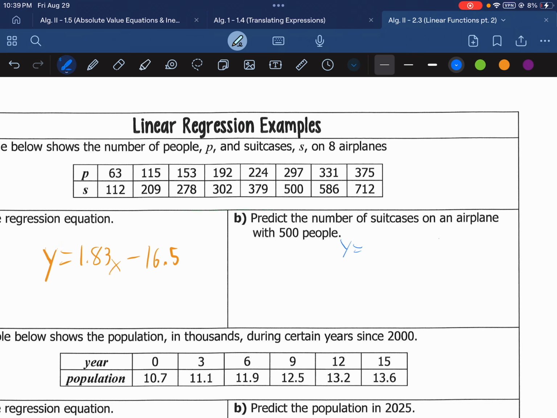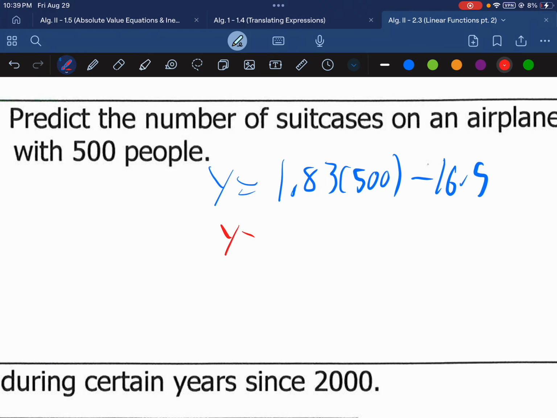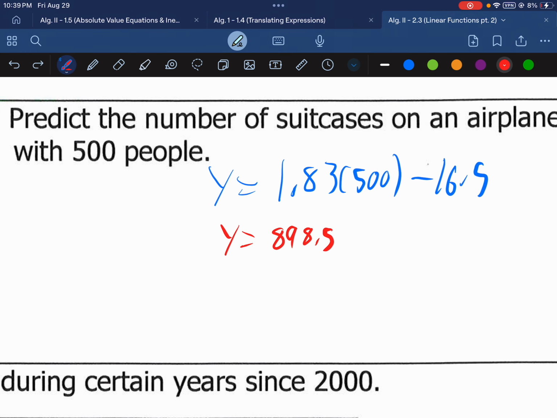So Y, the suitcases, would equal 1.83 times 500 for the people minus 16.5. Once again, Y is really S and X is P, but I just reverted out of habit without even noticing I did it. So 1.83 times 500 would give us 915, and subtracting 16.5 would give us 898.5. And so all of this over here would result in that.